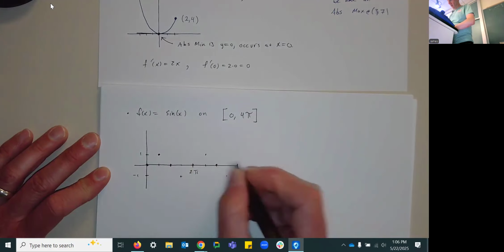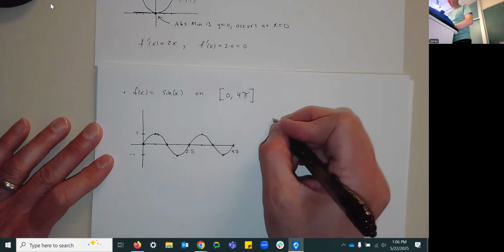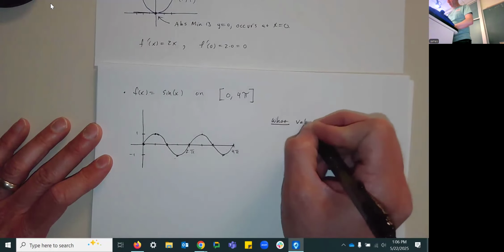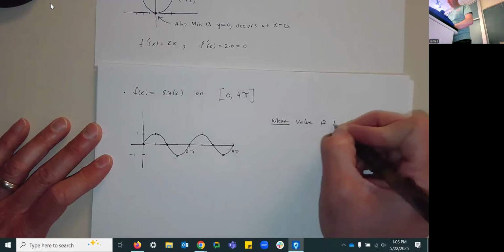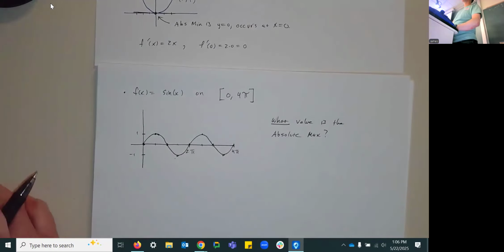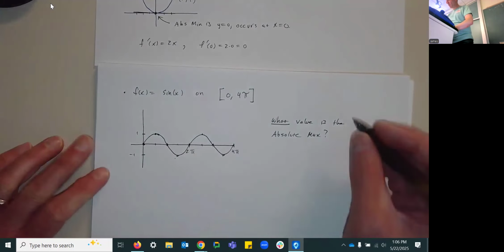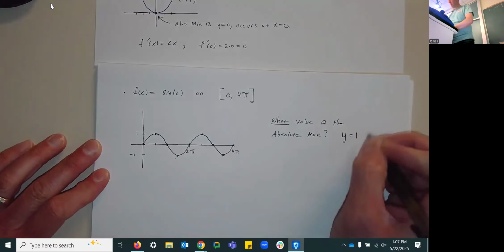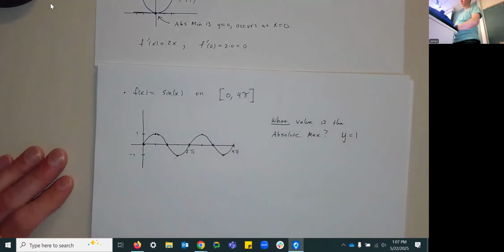Okay, so let's answer this question. What value is the absolute maximum? Show me on your fingers. What's the biggest y value we get? Right, it's not very exciting. It's 1. Okay. Better question. How many absolute maxima does this function have on this interval? Right, it has 2. So you can have multiple absolute extrema if you have multiple places where you have the same highest value. So there are 2 of them.